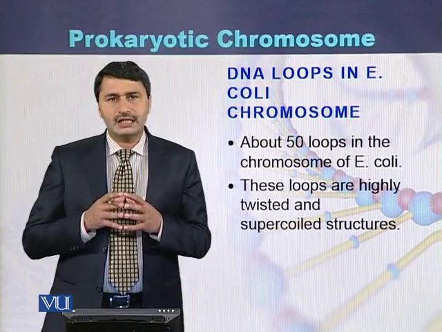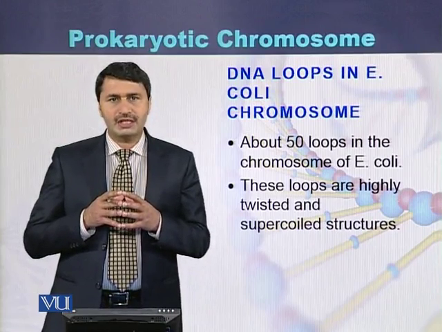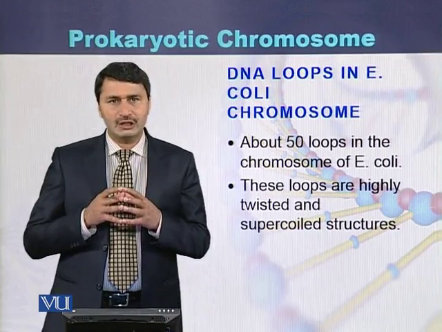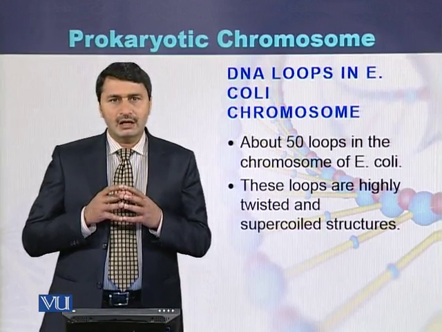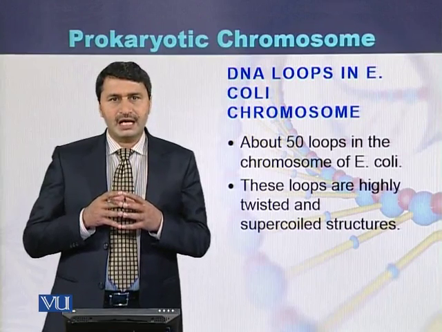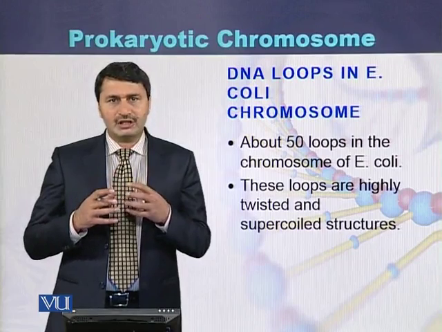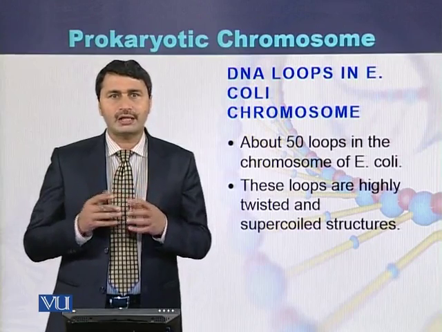DNA loops in the E. coli chromosome. There are approximately 50 DNA loops in the chromosome of the E. coli. They are coiled and organized in the form of supercoiling.